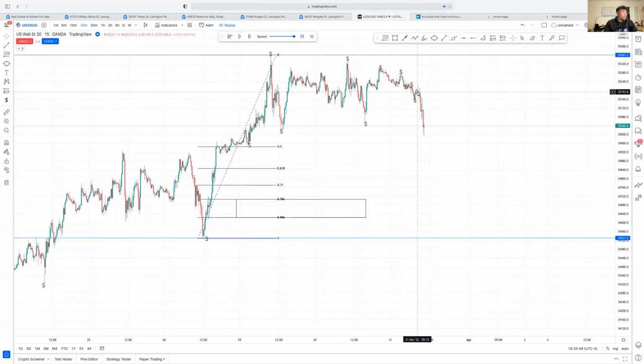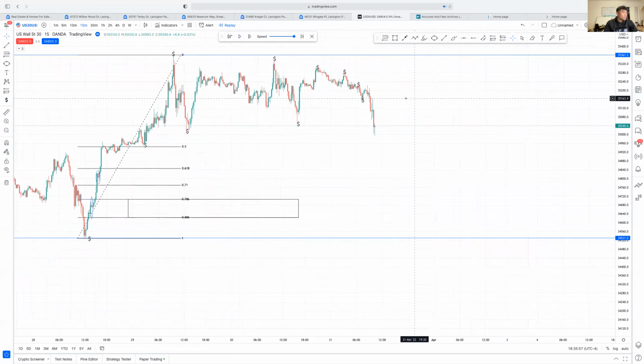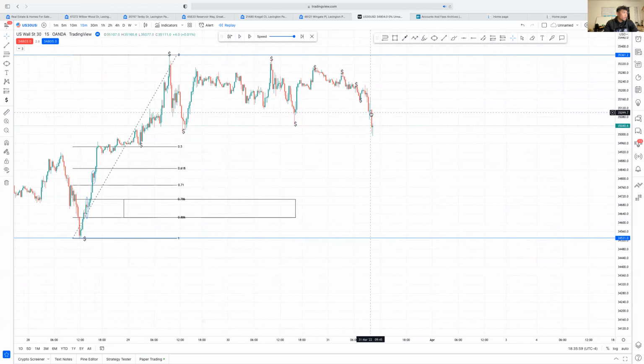As you guys can see, the market had opened right here at 9:30. So this was today, 9:30. You can see it had opened right about here, so I'm going to go ahead and mark that up for you guys.